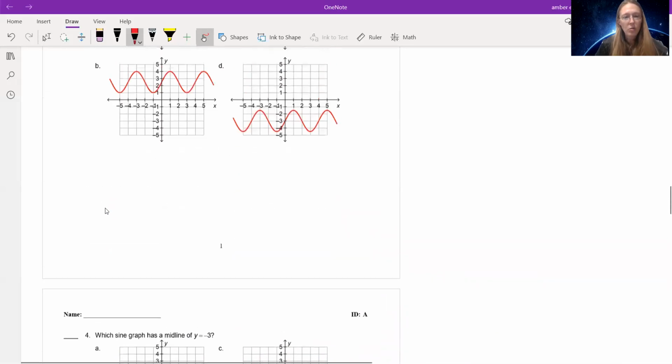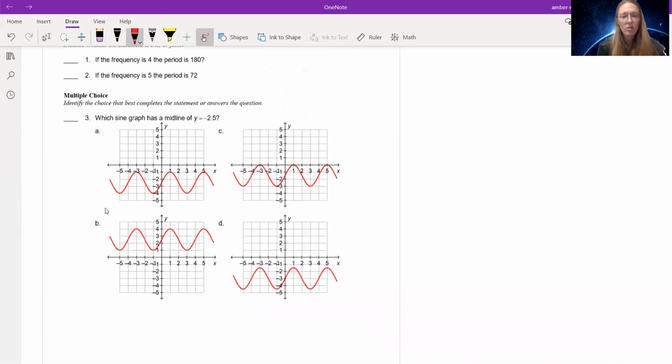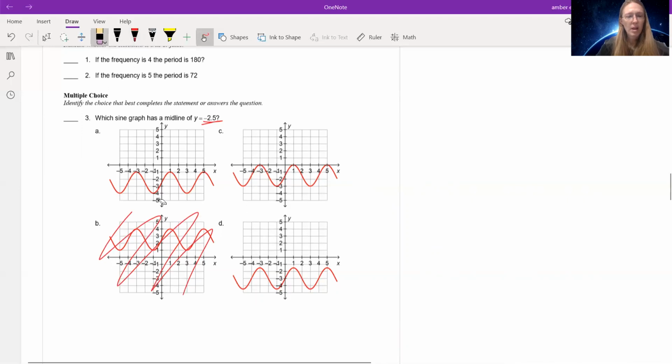Okay. Up here, I asked you to see if you could identify which of these graphs have a midline of negative 2.5. All right, so midline is new, but what I'm looking for is which of these 4 graphs does the middle of it go through negative 2.5? If I'm not sure exactly right now, I can do process of elimination and get rid of this one. Okay, so let's look at Y. Okay, let me erase that back out of the way really quick.